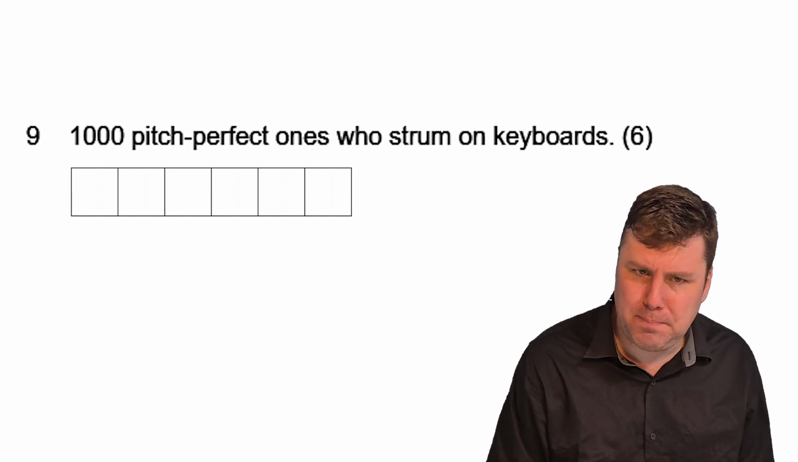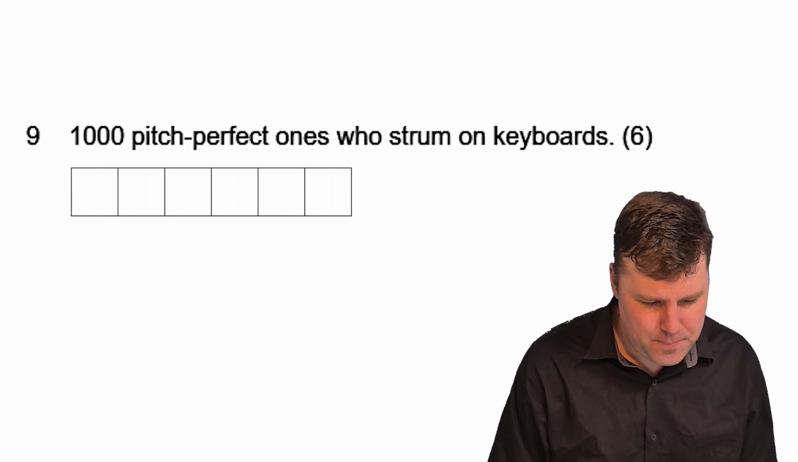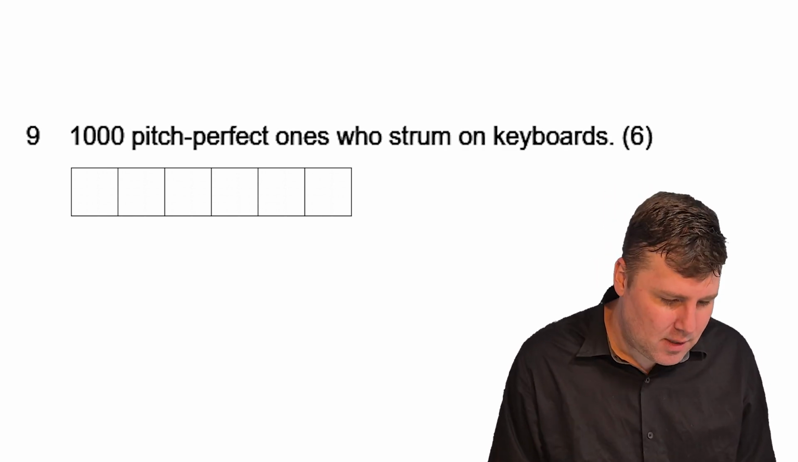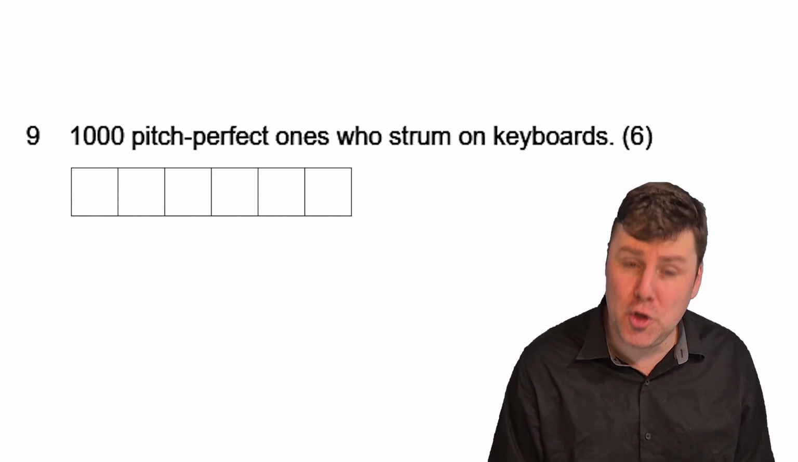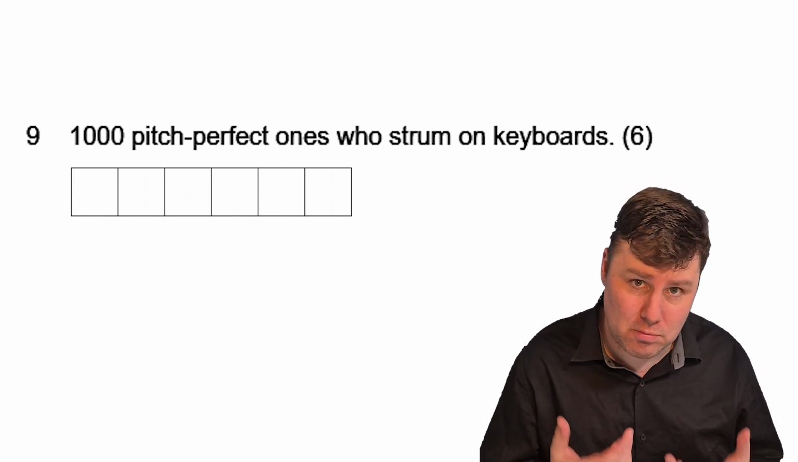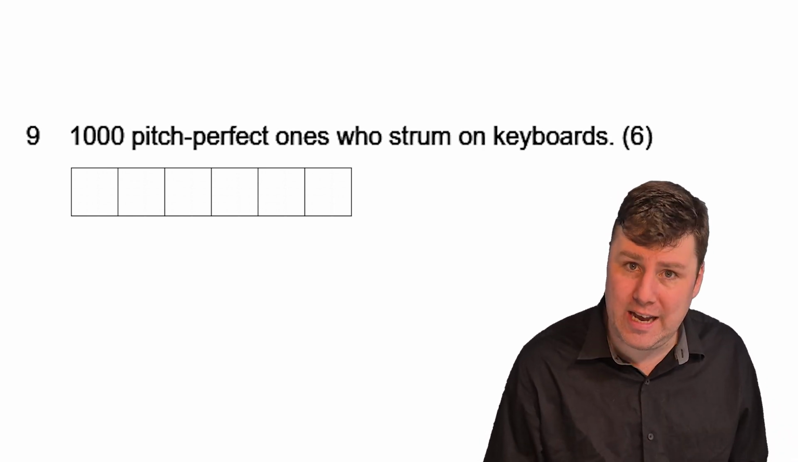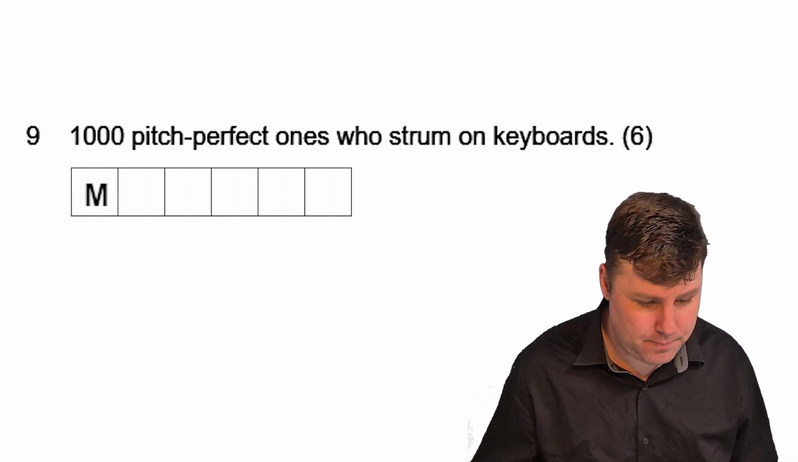1,000 pitch perfect ones who strum on keyboards. 6 letters. Now, anytime you see a number like 1,000, it's a high likelihood that it's going to refer to Roman numerals, because a lot of Roman numeral numbers are in the English alphabet. So 1000 is M. So you can start with the letter M.